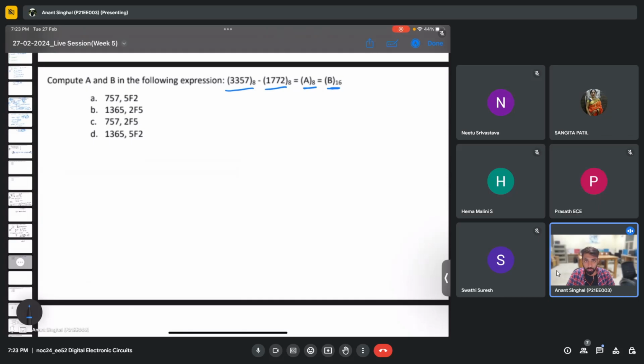So octal to hexadecimal, this is quite easy. If you do it in the direct method, then I'll let you know one more method which can be used, which will be helpful in further questions also. That is the ones and twos complement method. So first of all, let me know the answer of this question.